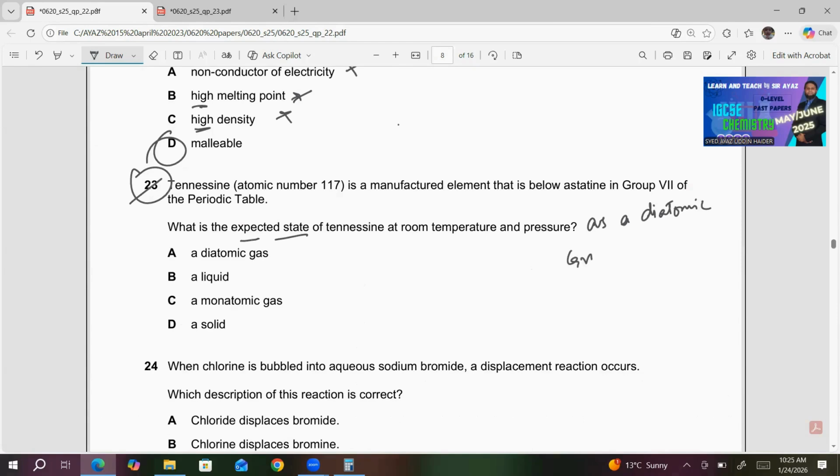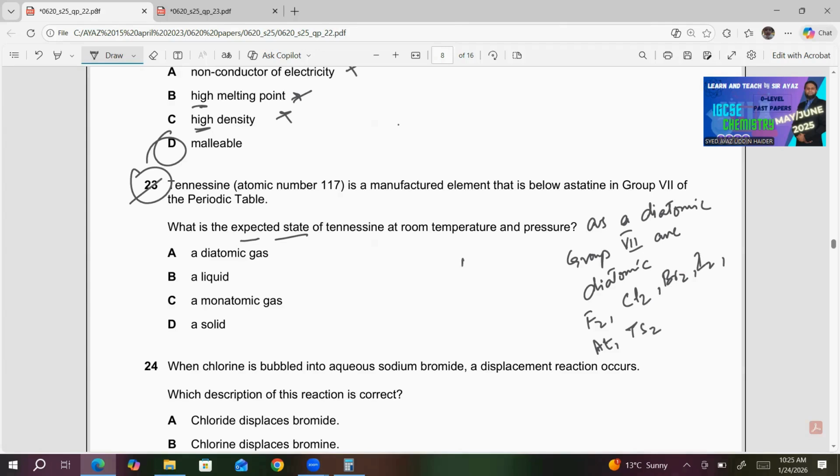Group 7 elements are diatomic. Diatomic means you have fluorine as F2, chlorine as Cl2, bromine as Br2, iodine as I2, astatine as At2, and tennessine as Ts2. This is correct, diatomic. What about the state?